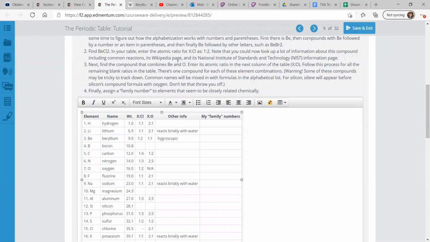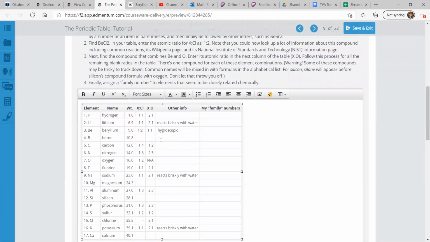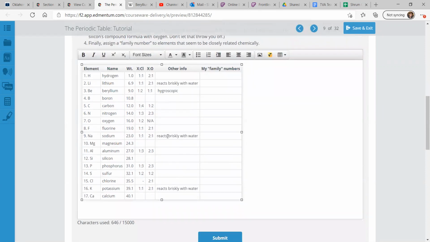Some of these compounds may be tricky to track down. Common names will be mixed in with formulas in the alphabetical list. For silicone, silane will appear before silicones. So sometimes the names change, so don't let that throw you off. Finally, assign a family number to elements that seem to be closely related chemically. So if you're noticing, hey, these ratios are very similar, should they be in a family? Hey, these three react briskly with water. Should those be in a family?